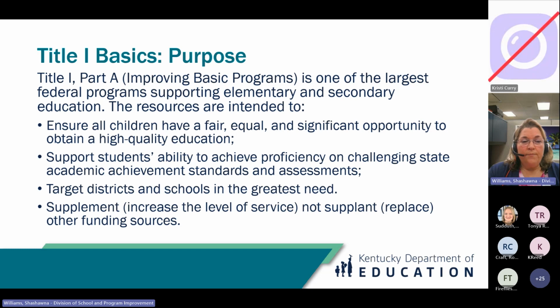So with Title I, it is one of the largest federal programs supporting elementary and secondary education. And the resources are intended to ensure all children have a fair, equal, and significant opportunity to obtain a high quality education, support students' ability to achieve proficiency on challenging state academic achievement standards and assessments, target districts and schools in the greatest need, and to supplement, increase the level of service, not supplant or replace other funding sources.